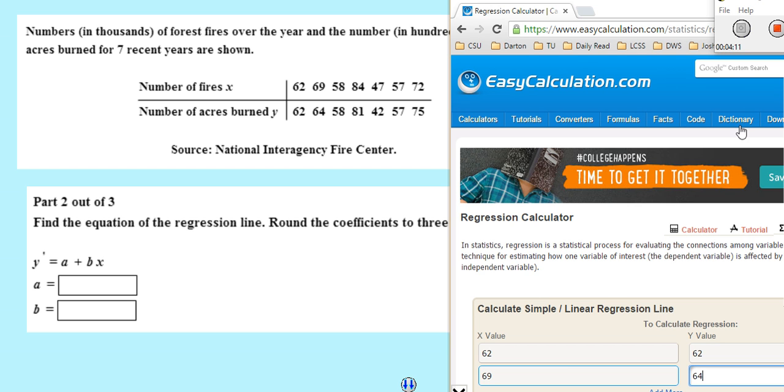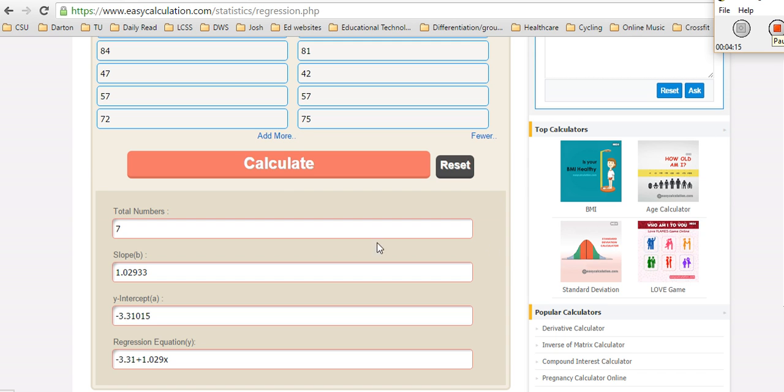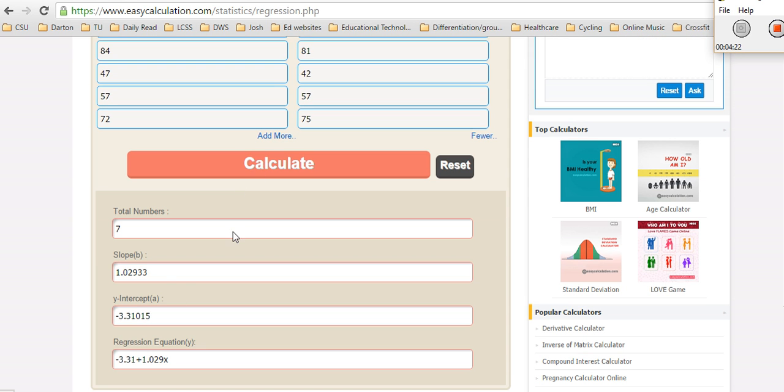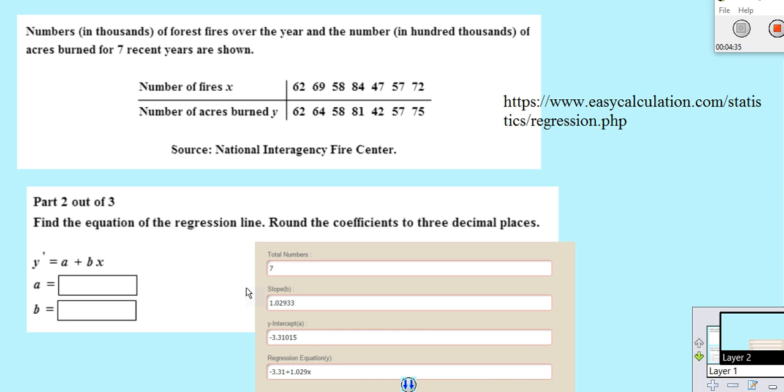I'm going to hit pause, put my numbers in. Okay, I got my numbers put in. I can see I had 7 numbers total, which matches up with our data set. I hit calculate, and it kicked out my b value, my a value, and even put my stuff into the regression equation for y prime. So we go back to the presentation. Right from this, we can type in our a value, rounded to 3 decimal places, and our b value to 3 decimal places, and you're ready to go.